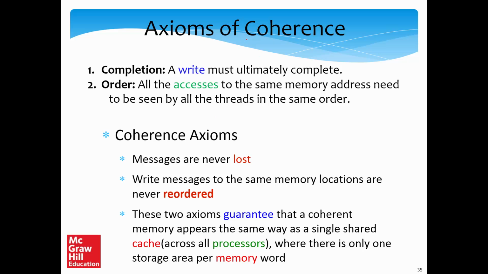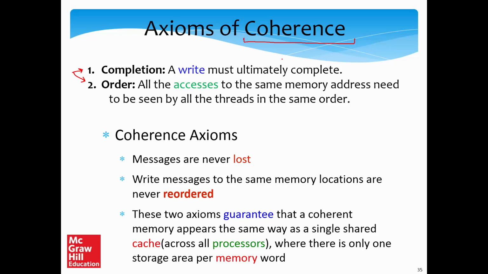If I define coherence broadly, I'll reduce the scope to cache coherence later. Coherence has two axioms. That's the way it's defined. It's very simple: completion and order. Completion means the write must ultimately complete. What does complete mean? It means that it should ultimately be visible to all the processors, right?